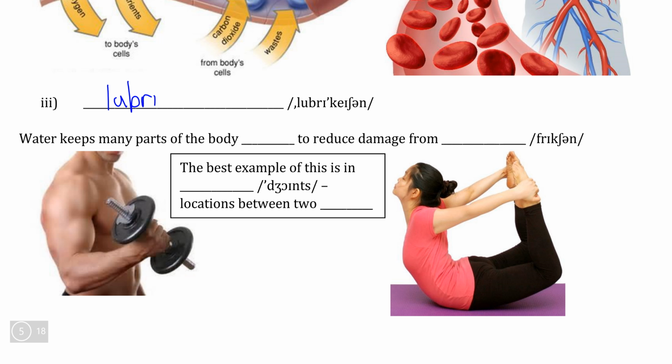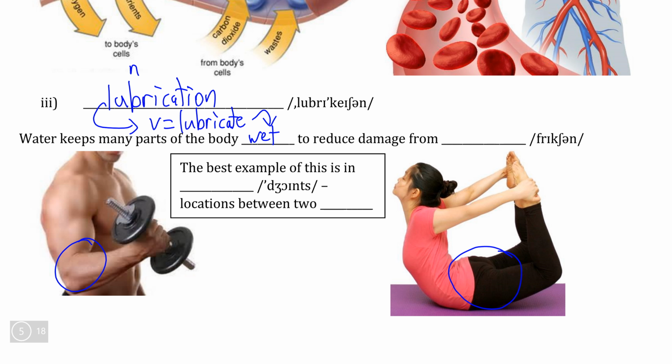The third function of water that we're going to talk about is the process of lubrication. So if lubrication is the noun form of this word, you'll recognize that the verb form of this word is to lubricate, which is the scientific way of saying that we want to keep something wet. Now, keeping these locations in the body completely wet is very important. Now, any location that is able to bend like this, anytime that we have an intersection of multiple bones in the body, this is what we call a joint.